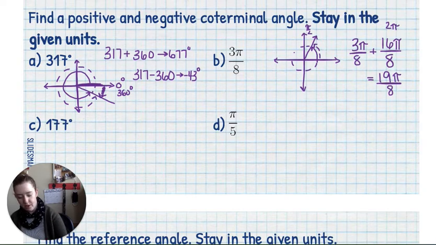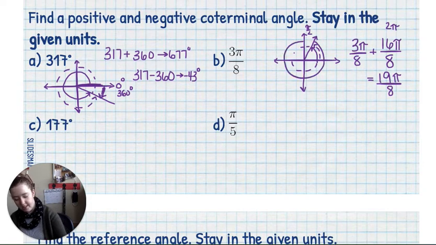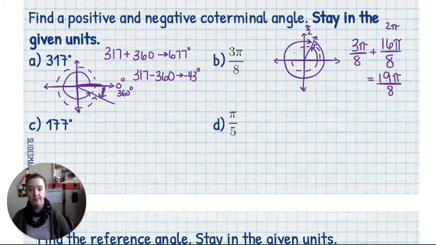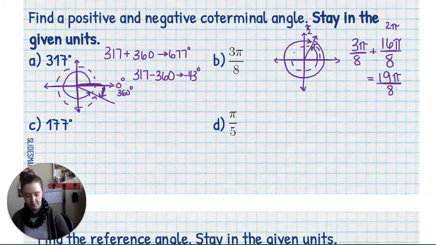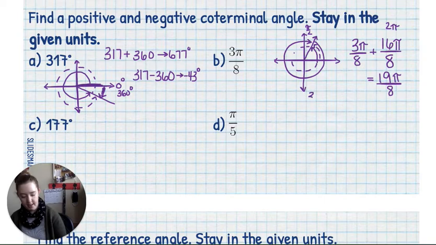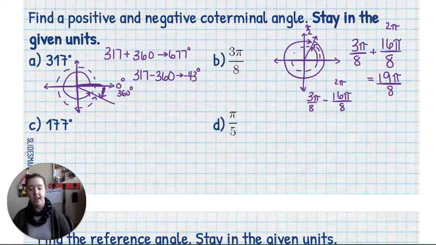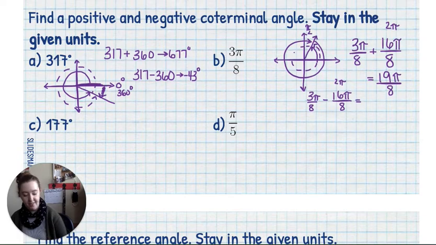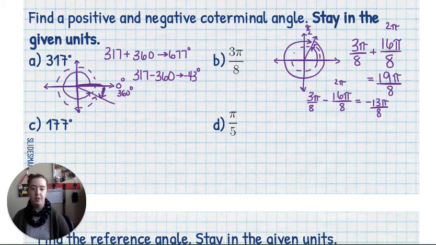I could also go the other direction to end up at that terminal side. We would take that 3 pi over 8 and subtract 2 pi from it. And this time 2 pi is going to look like 16 pi over 8. 3 pi over 8 minus 16 pi over 8 is going to give me negative 13 pi over 8. So there is my negative coterminal angle. Go ahead and try those last two on your own.